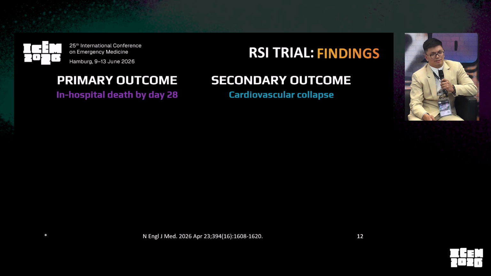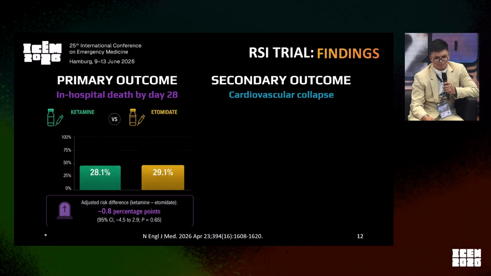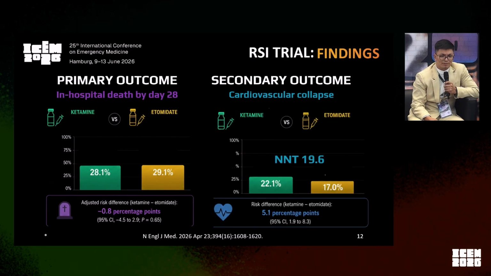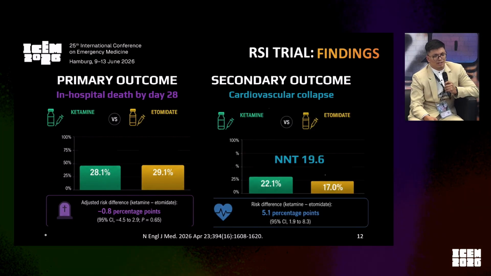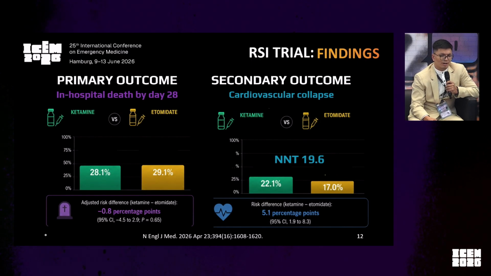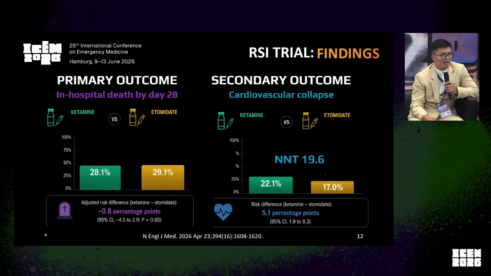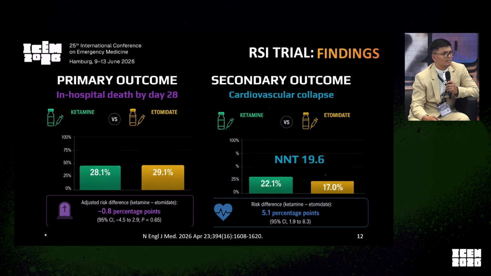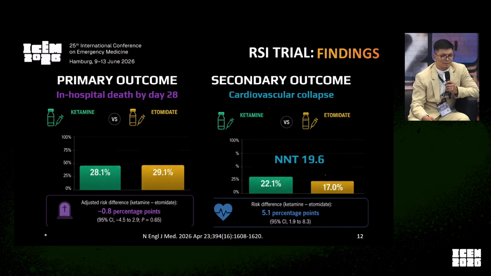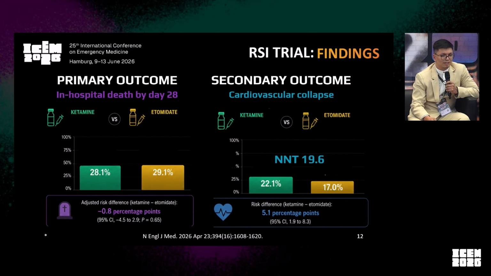So these are the findings. The primary outcome, in-hospital mortality by day 28, was very similar between both groups, with no absolute or relative difference. And for the secondary outcome, cardiovascular collapse, there was a higher risk of cardiovascular collapse with ketamine use, with a number needed to treat of almost 20. And beyond this result, I think one of the biggest findings is that cardiovascular collapse is very common regardless of the induction agent that you use. Even with ketamine or etomidate, at least 1 in 5 or 1 in 6 of your patients will have a cardiovascular collapse.